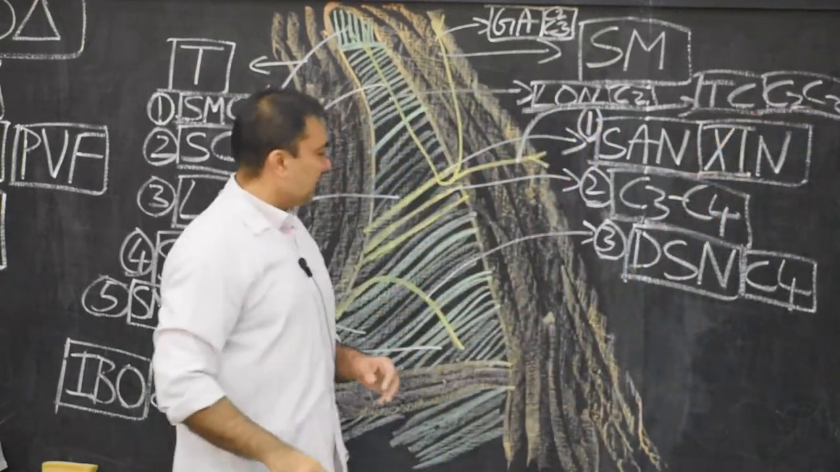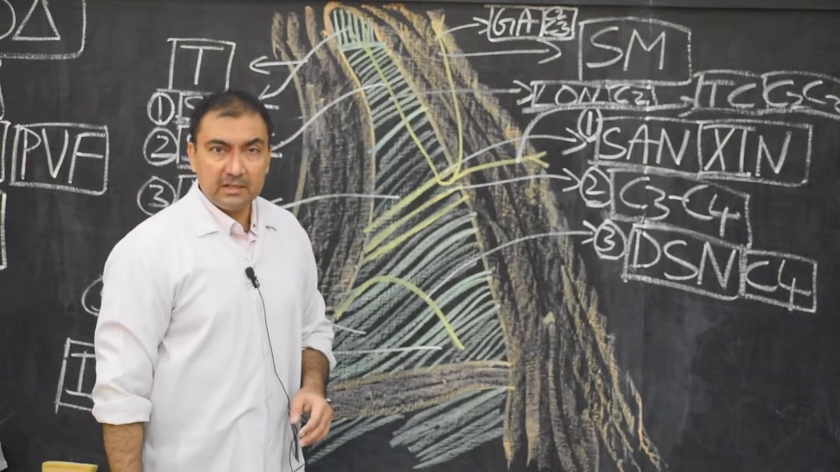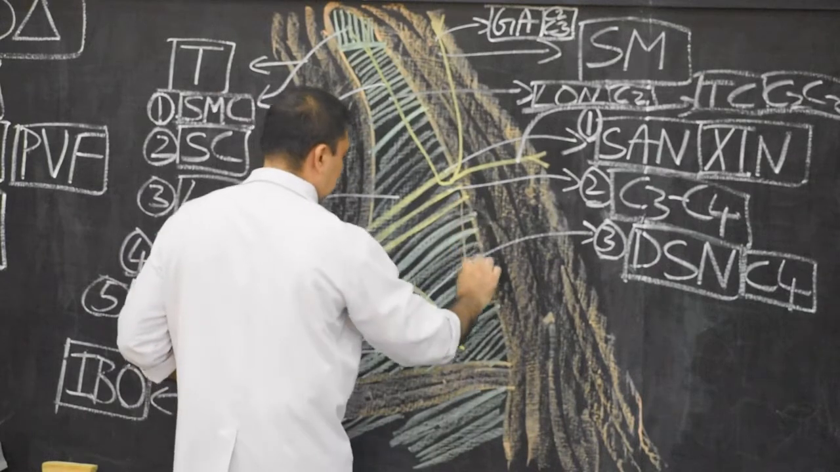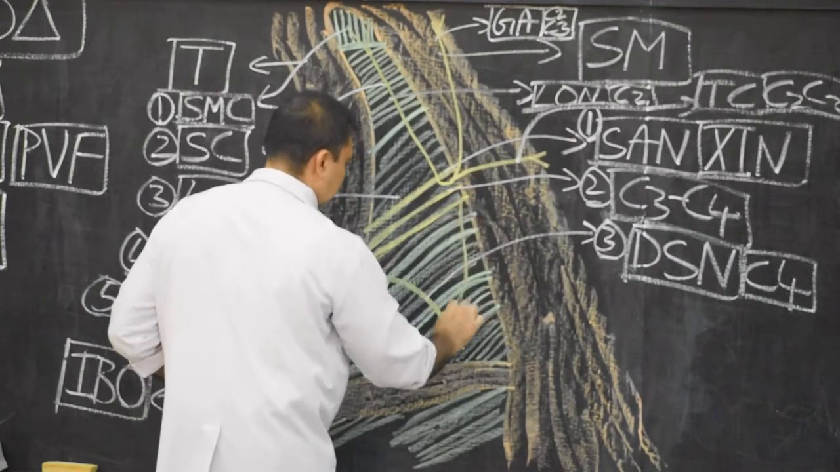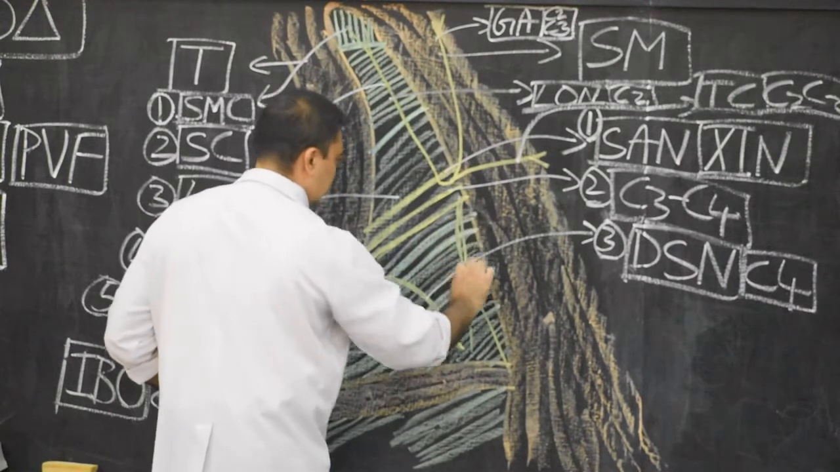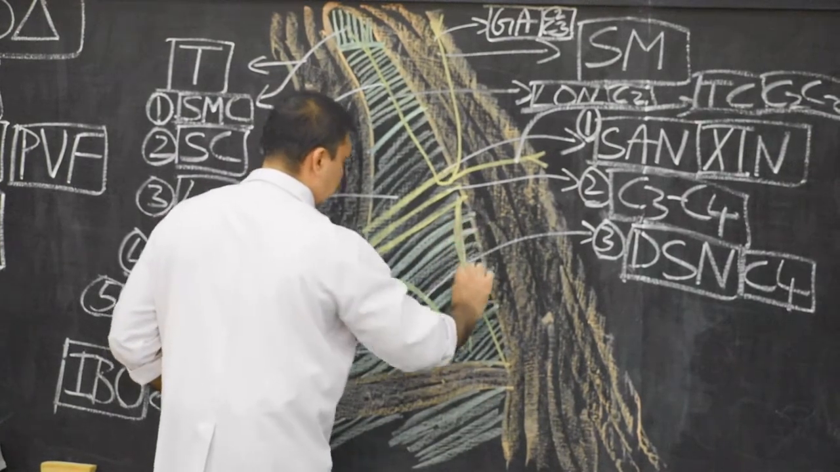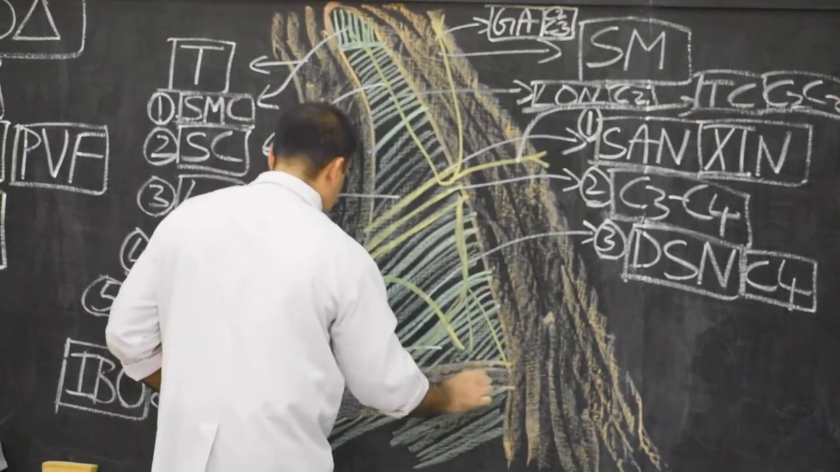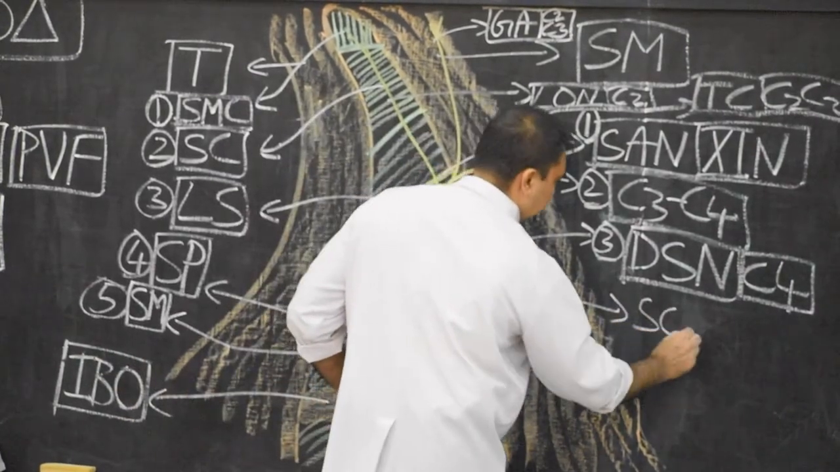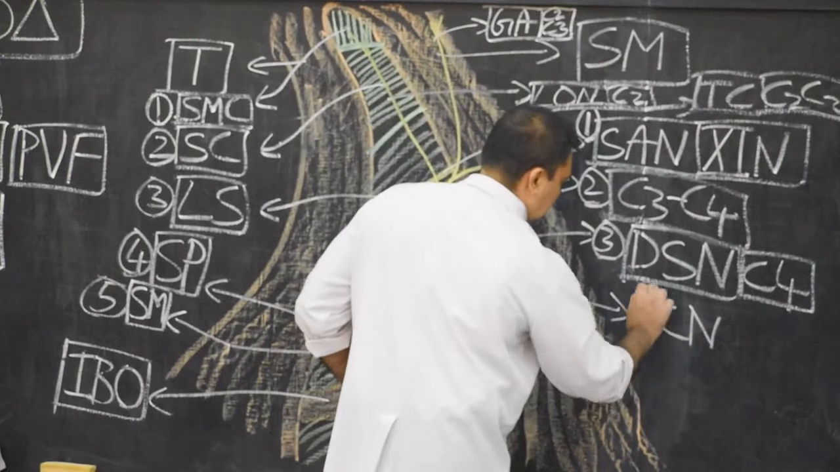And after that we are going to draw supraclavicular nerves. We know that they are directed in this direction. So this is what we draw, supraclavicular nerves, which we have discussed.